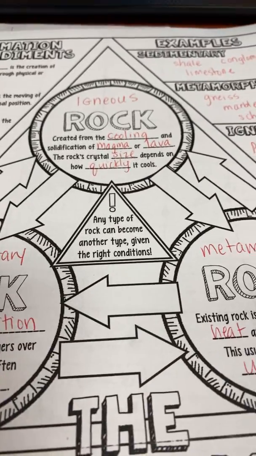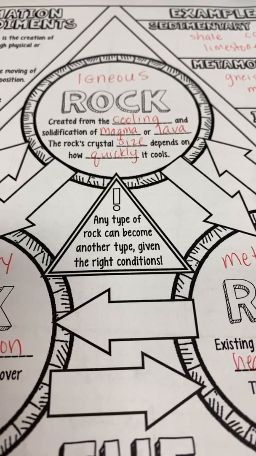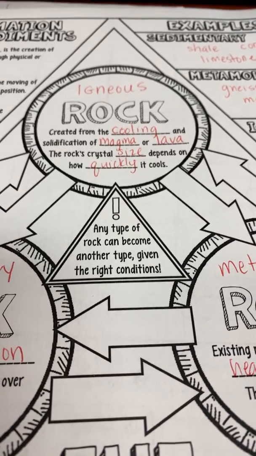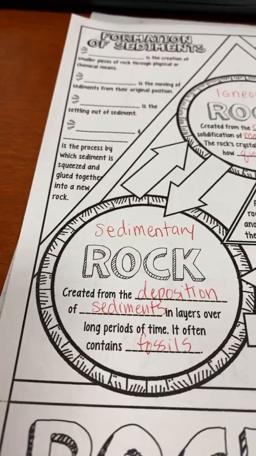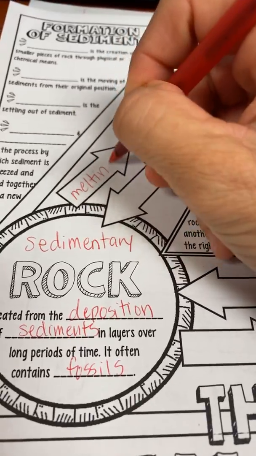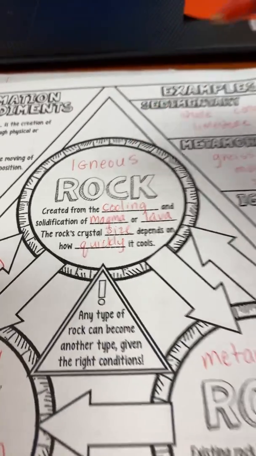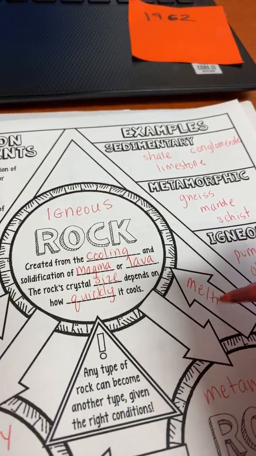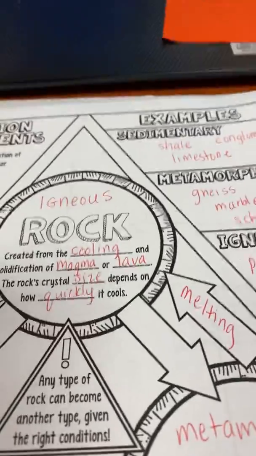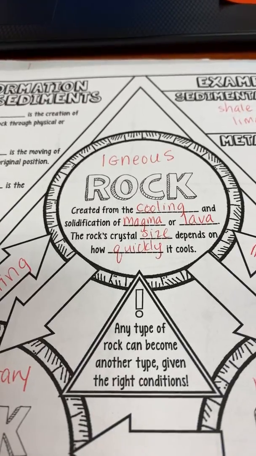So what we're going to do right now is look and see how any type of rock can become another type given the right conditions. So if you have a sedimentary rock and melting occurs, it can turn into an igneous rock. If you have a metamorphic rock and it also goes through melting, it can also turn into an igneous rock. So we have sedimentary and metamorphic. If both of those melt, they'll turn into igneous rocks.